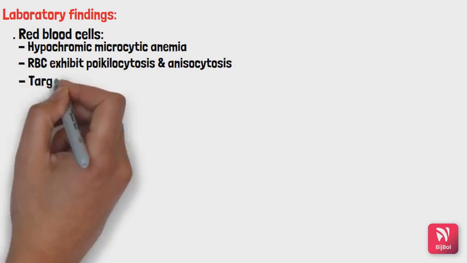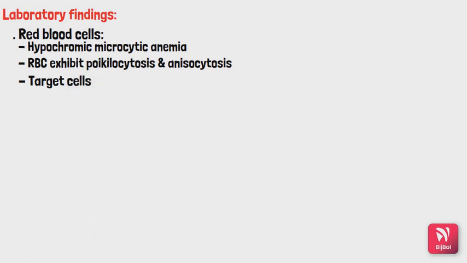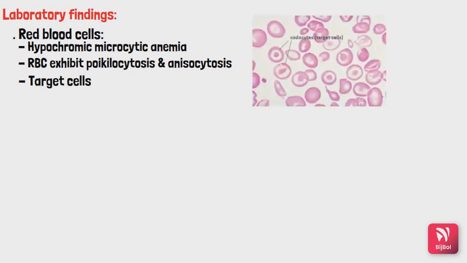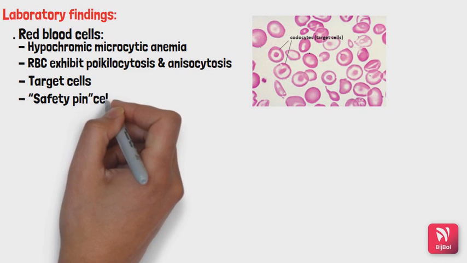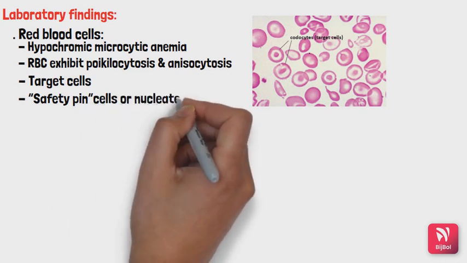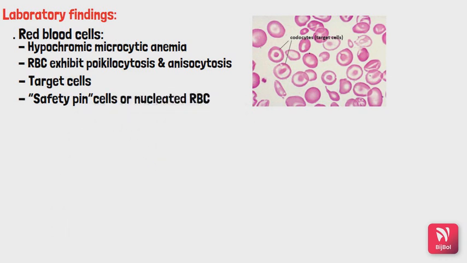This target cell is nothing but the hemoglobin, whatever is present, gets condensed in the center. The coloring matter will be in the center, resulting in peripheral paleness. As you can see in this picture, this is a peripheral smear of thalassemia, wherein those cells which are pointed are target cells. As you can see, some coloring matter is deposited in the center, resulting in target cells. Other than target cells, we can even see safety pin cells or nucleated RBCs in thalassemia.